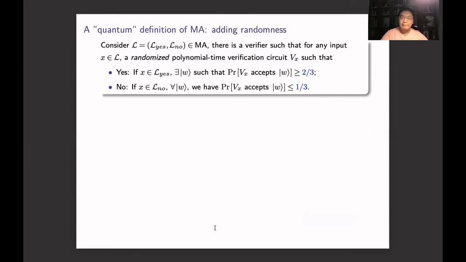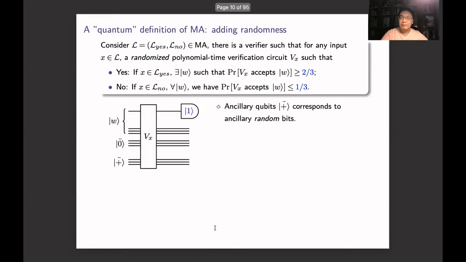Now let's move to MA. Consider a promise problem in MA. There is a randomized polynomial time verification circuit Vx such that for each yes instance, there is a witness that Vx accepts with probability at least 2/3. For a no instance, Vx accepts any witness with probability at most 1/3.